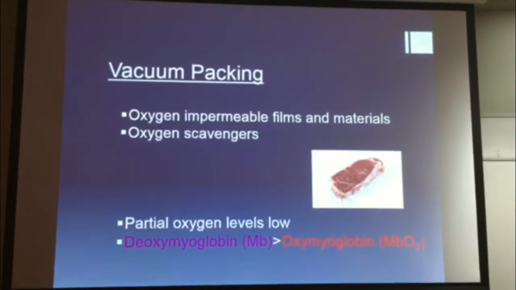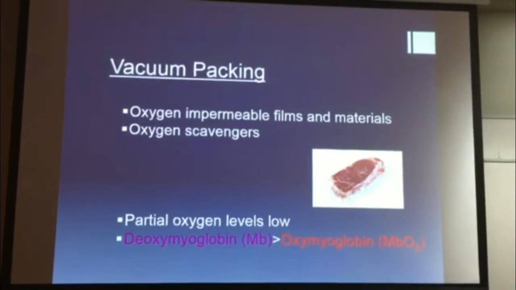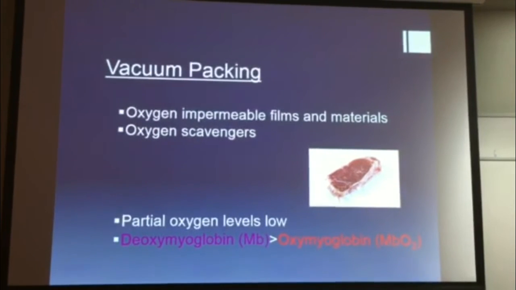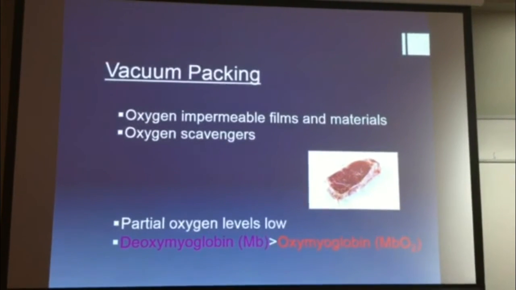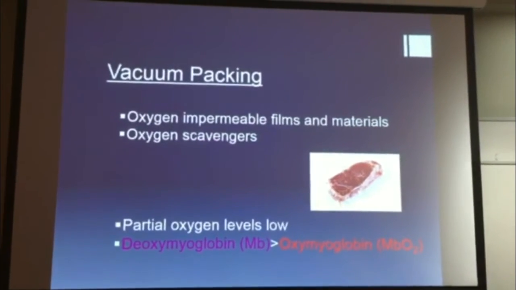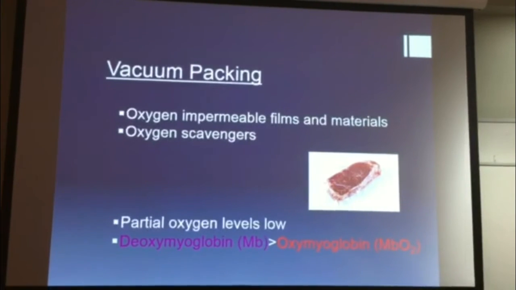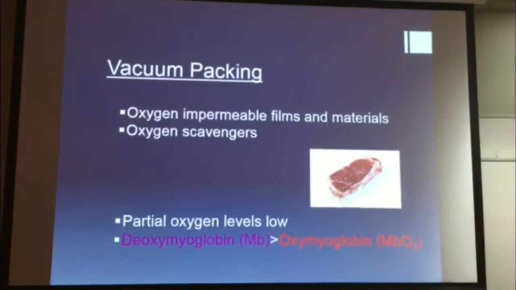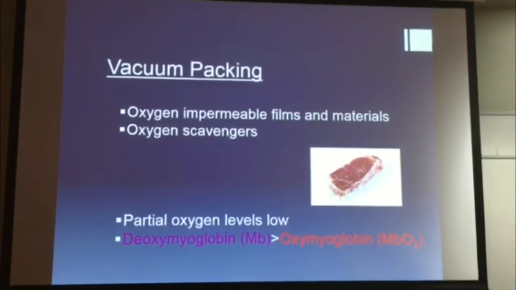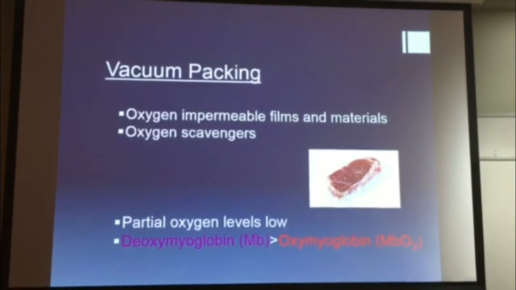Alternatively, meat can be packaged without oxygen. Vacuum packing alongside oxygen impermeable material and oxygen scavengers ensures that partial oxygen levels are low. In these conditions, the formation of the purple-red ferrous deoxymyoglobin is favoured over the red oxymyoglobin.